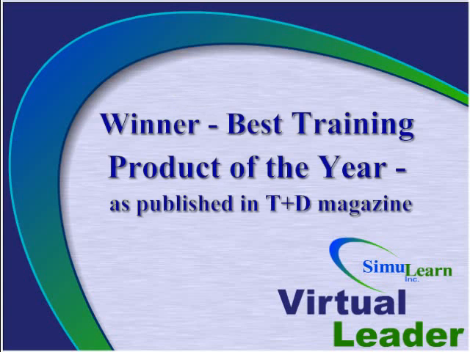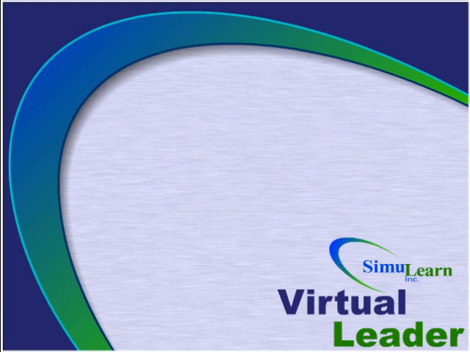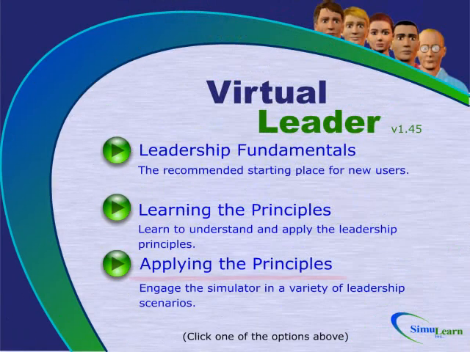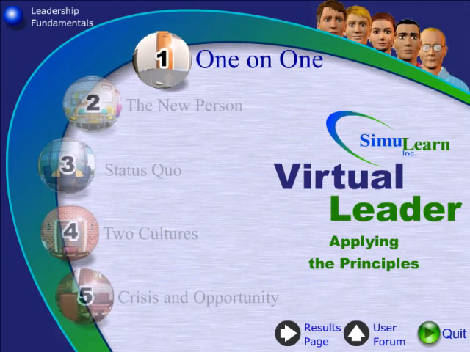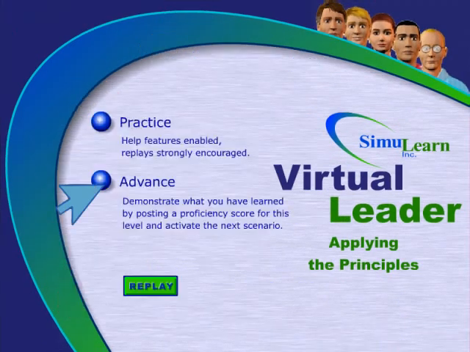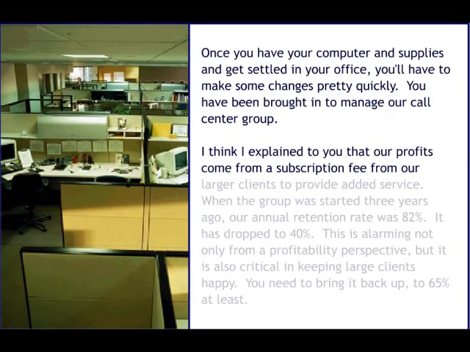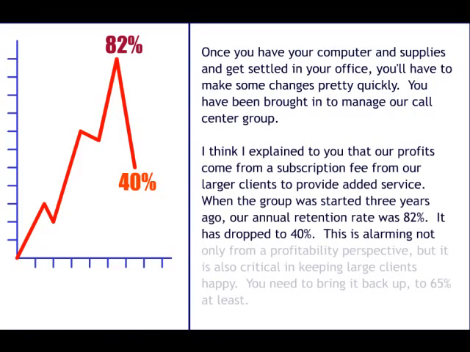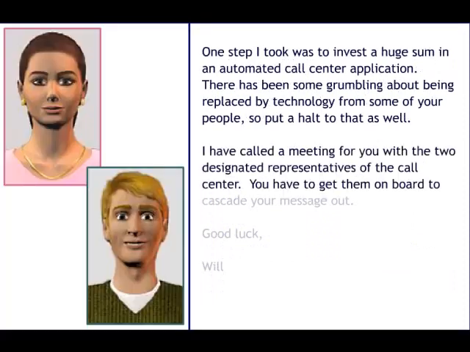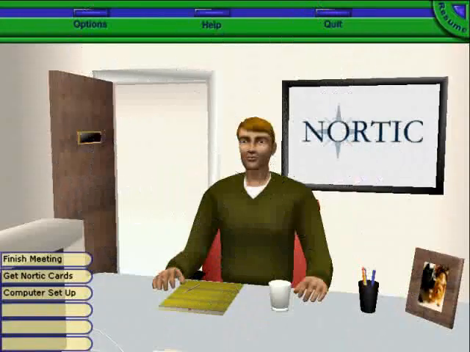This short video will now show you the basics on how to interact with Virtual Leader. First, when you launch Applying the Principles, you will only be able to access the first of 5 meetings. To access the next meeting, you'll need to click on the Advance button when you want to commit to your scores. Each scenario has a short introduction that gives you some of the background of the situation you are about to face and the goals for the task.